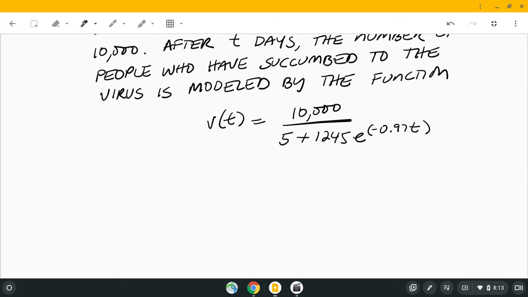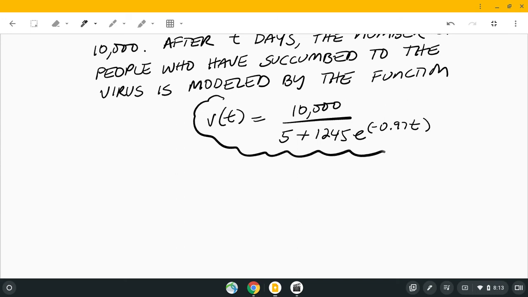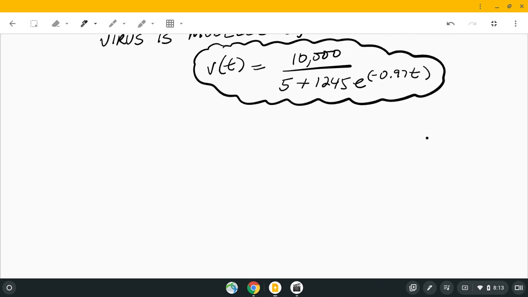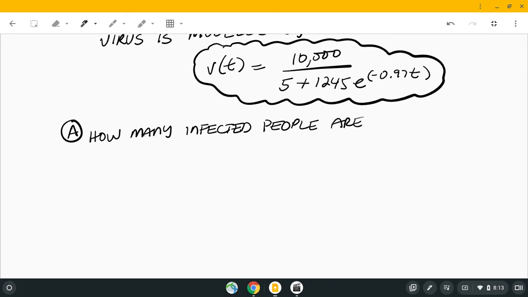So it's modeled by this function here. Don't let it scare you. There's only one variable here, t. e is 2.718. So here's the question: how many infected people are there initially?